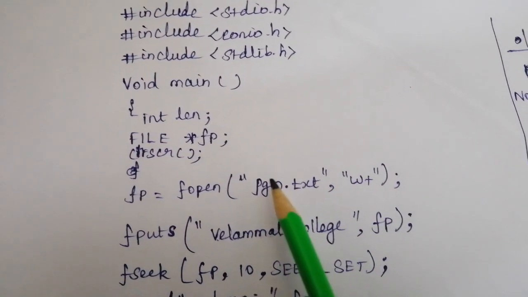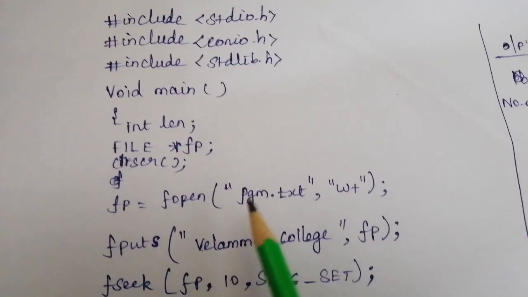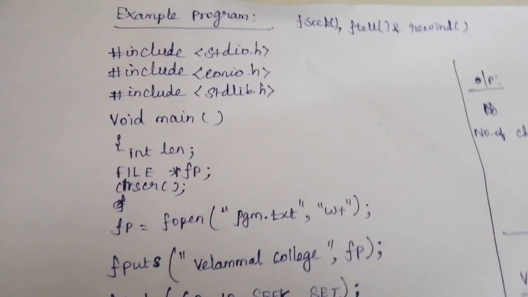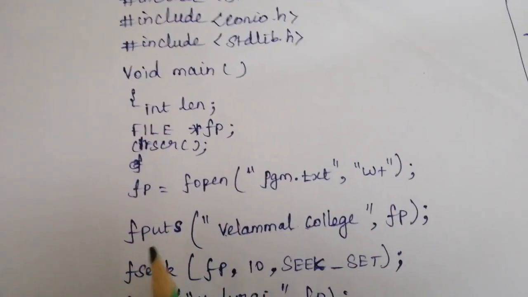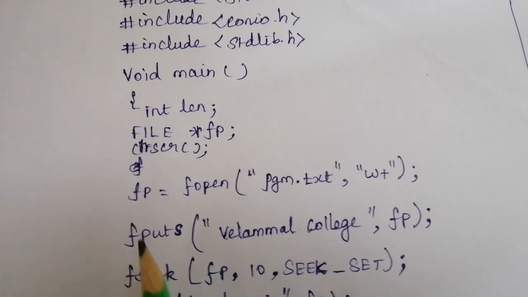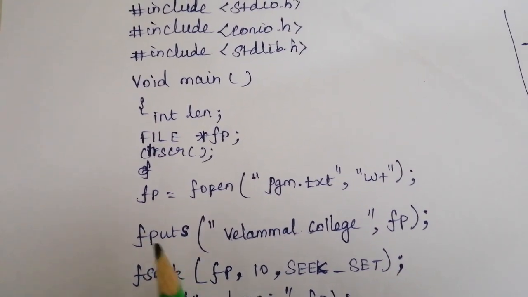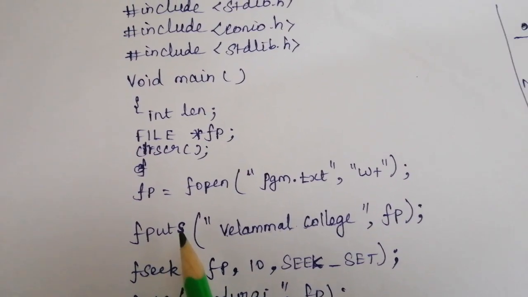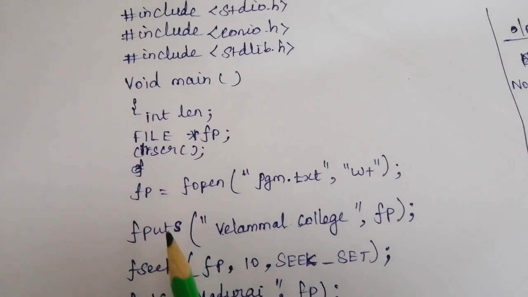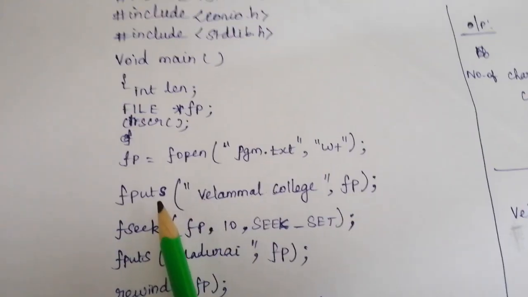Next you are going to open the file in w+ mode. The file name is pgm.txt. So now the handle of the file is fp, which is a file pointer. Next you see fputs. What is fputs? This is a built-in function available in the standard library. S means string. fputs is used to write the content to the file.